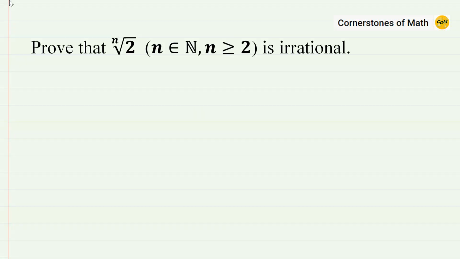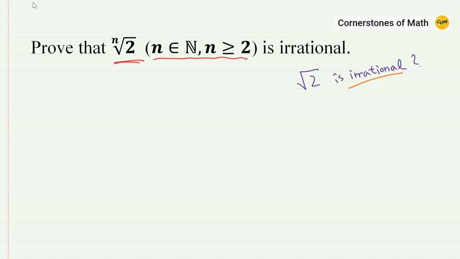Today we will take a look at one of the most famous proofs that many students learn during their school years. When you were learning irrational numbers such as square root of 2, you might have learned how to prove that square root of 2 is irrational. In this video, let us generalize a little bit and prove that the nth root of 2 is irrational, where n is a natural number greater than or equal to 2.